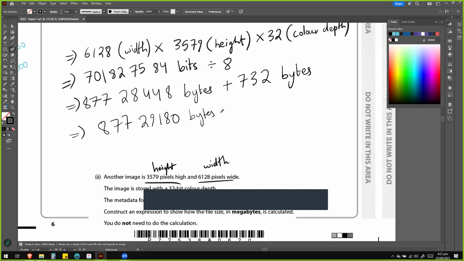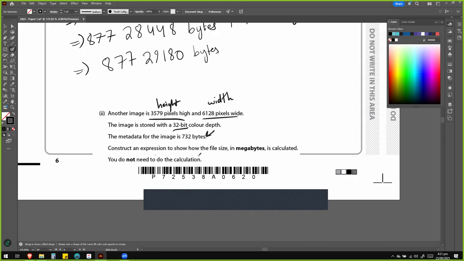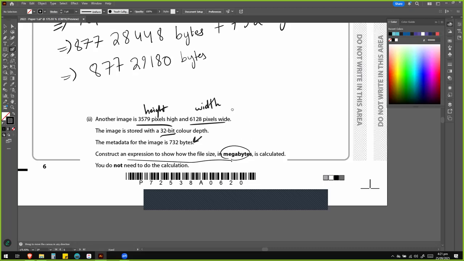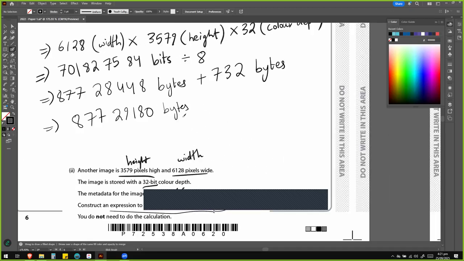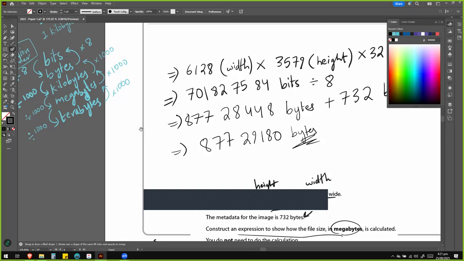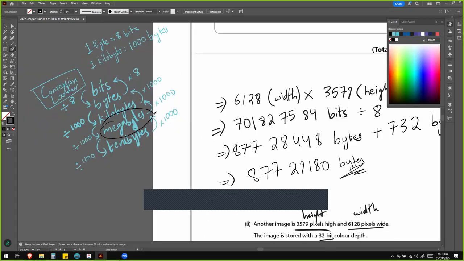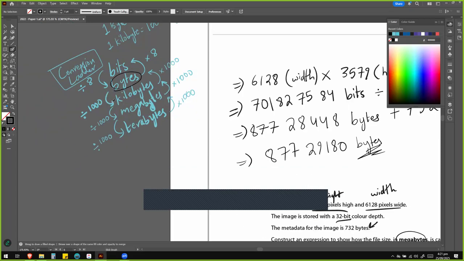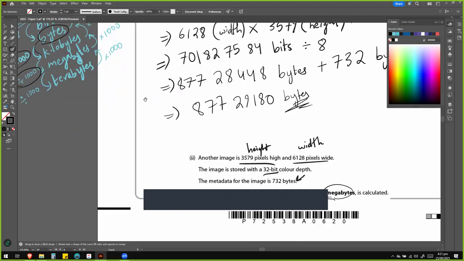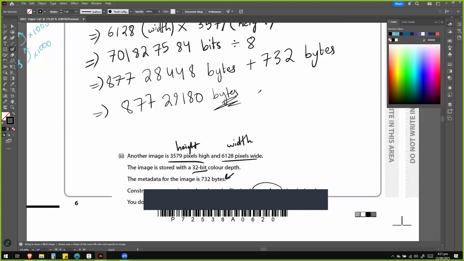Now, the next part in the question says, construct an expression to show how the file size in megabytes is calculated. Okay, so we don't need bytes. We need the answer in megabytes. So we are currently over here. We need to jump twice to come to megabytes. So what do we need to do to come to megabytes? We need to divide by 1,000 once and divide by 1,000 again. So we will do that in two goes here, just so that you guys have an easier time understanding.